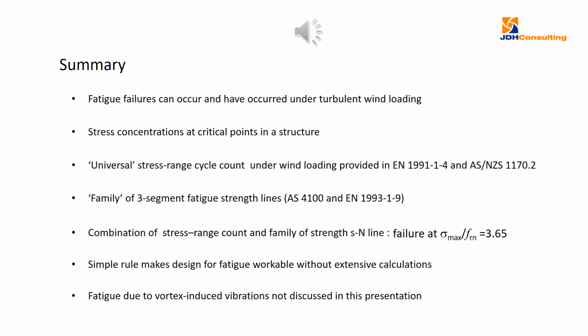So the universal cycle count for wind loading, together with that particular set of three-segment fatigue strength lines from AS 4100, gives you a failure at a stress ratio, the maximum stress over the detail category, of 3.65. I showed that earlier. And that can then be extended to relate to the static stress, the ultimate stress. And that factor turns out to be 5 instead of 3.65, as I showed earlier. So we have this quite simple rule that makes fatigue design quite workable.